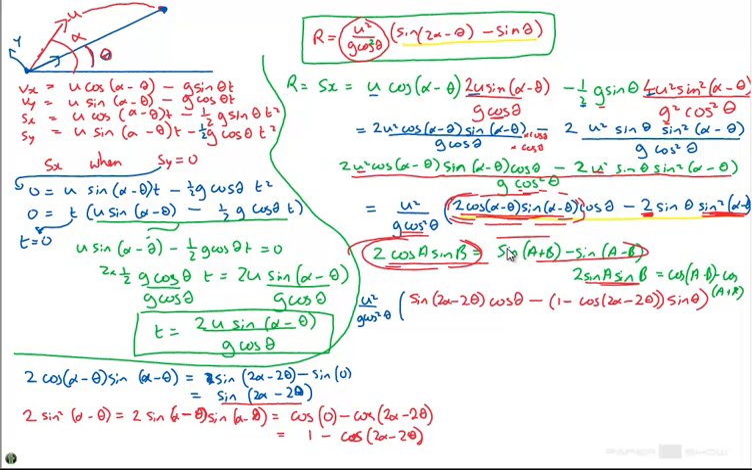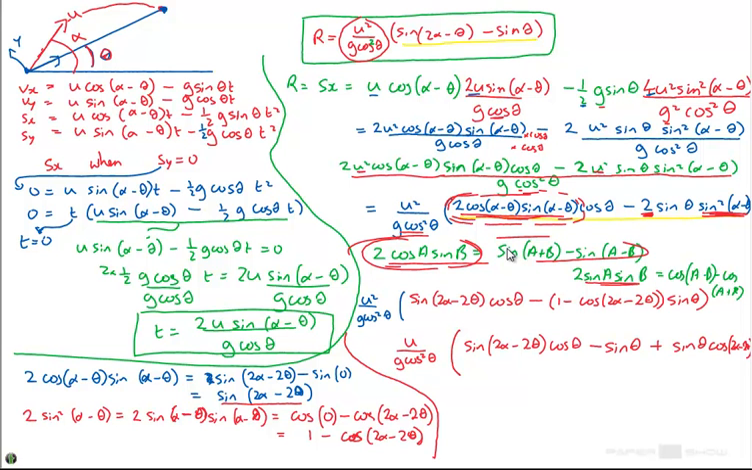Okay, I'll multiply this out. So we've got, I'll separate this off a little bit, u over g cos squared theta. We have sine of 2 alpha minus 2 theta cos theta minus 1 minus, bring the sine theta over that side, so you'll end up with minus sine theta plus sine theta cos 2 alpha minus 2 theta.